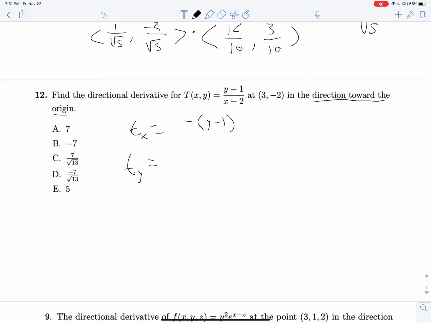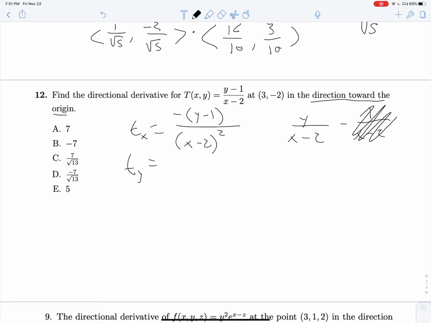negative y minus 1 over x minus 2 squared, and ty, if I move this up a little bit, we'll have more space. Ty, well, we can split the original function up into y over x minus 2, and that all minus 1 over x minus 2. And taking x to be a constant, taking a derivative with respect to y is going to completely get rid of this section, and this y is just going to become a 1. So ty is 1 over x minus 2.